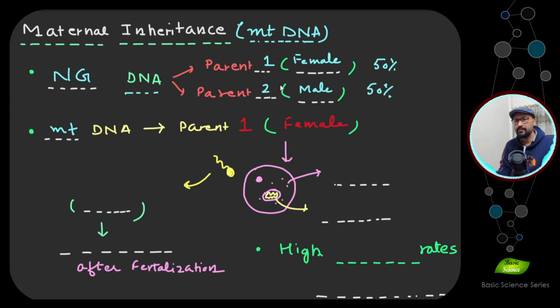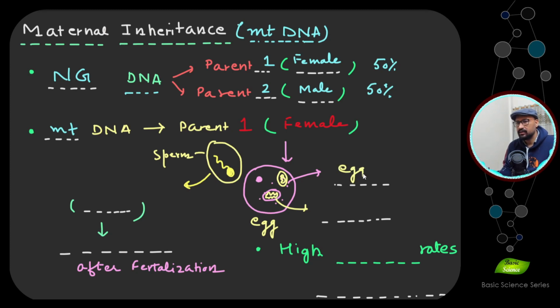Why? Because what happens during the fertilization, suppose this is the sperm here, right? So it is coming from the male side, and then it's moving towards the egg. So this is the egg, and inside the egg you have the mitochondria and mitochondrial DNA. Let me write it down, this is the egg, and this is basically the mitochondria. Now, mitochondria is present in the egg.